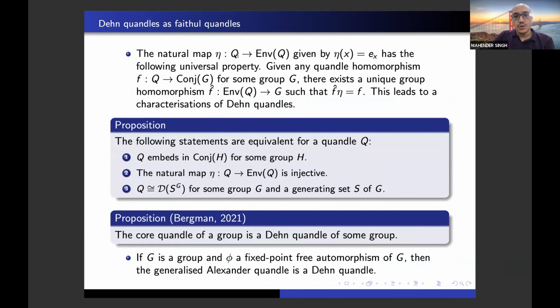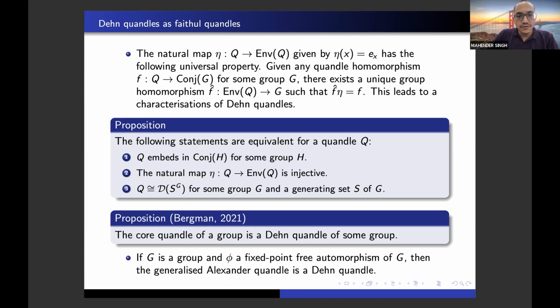So take a quandle Q and let Env(Q) be the enveloping group of the quandle. We know there is a natural map which sends the quandle element x to e_x. And in fact, if you view the enveloping group as a conjugation quandle, one can check it's a morphism of quandles. You can see it as a map from Q to Conj of the enveloping group of Q. And given a quandle homomorphism F from the quandle Q into the conjugation of any group G, there is a unique group homomorphism, let us call it F hat, from the enveloping group of Q into G, such that the natural diagram commutes. So eta followed by F hat is F.